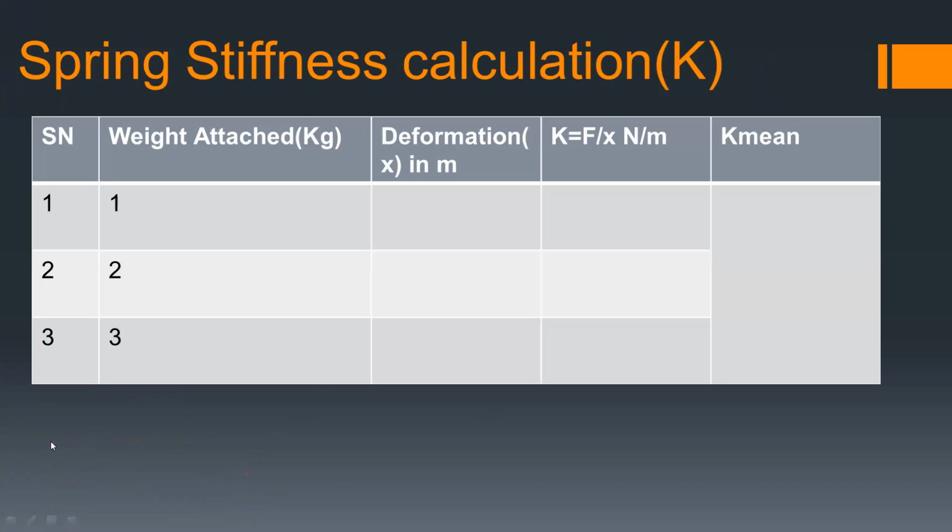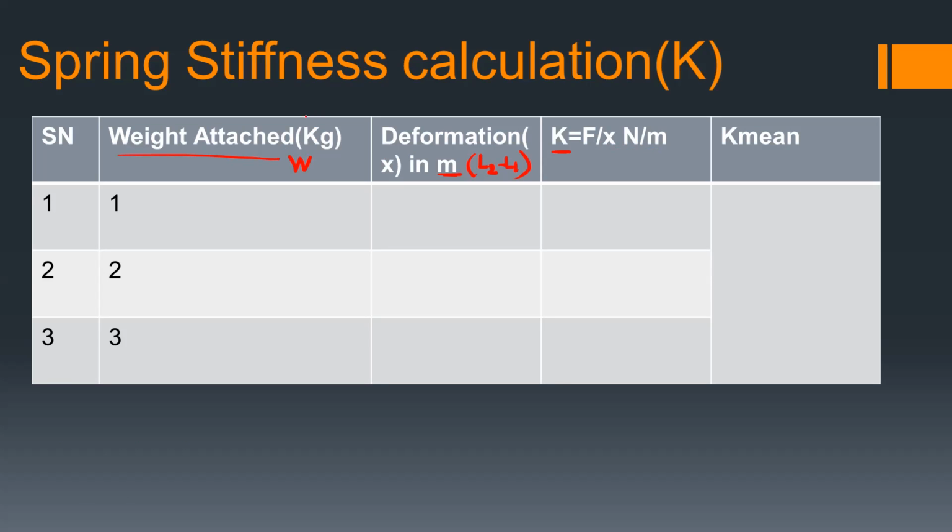So this is the observation table to calculate the spring constant or the spring stiffness. You can note down this observation table. Here the first column is the weight attached, W. Second is the deformation of the spring, which is L2 minus L1, and take this value in meters only. The next column is the formula K is equal to F upon X, in Newton per meter.